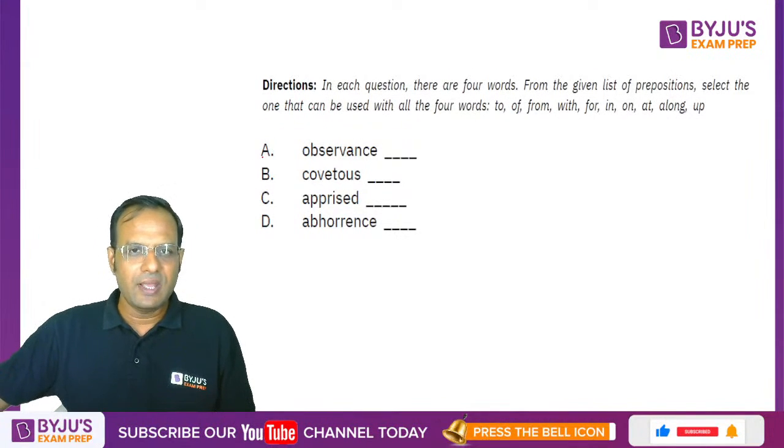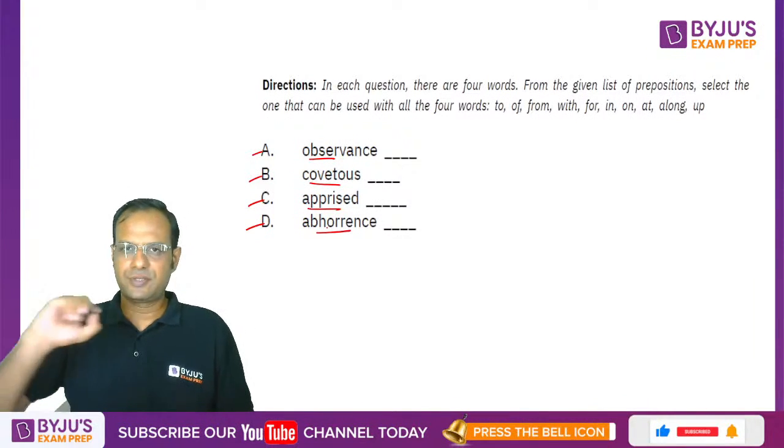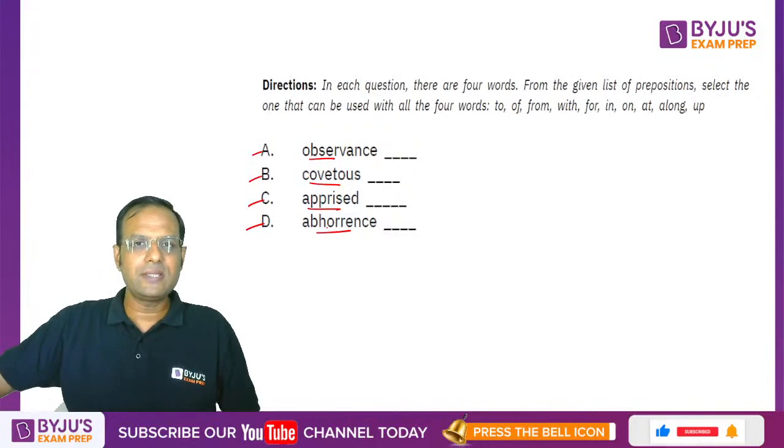Now, as you can see, A, B, C, D, there are four words: observance, covetous, apprised, abhorrence. What do we have to do? Now, let's read the direction.